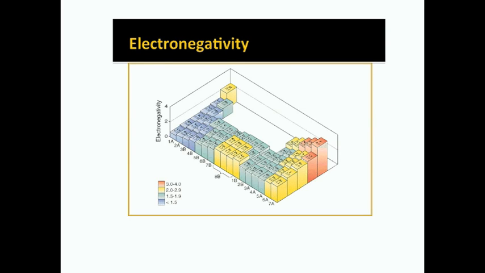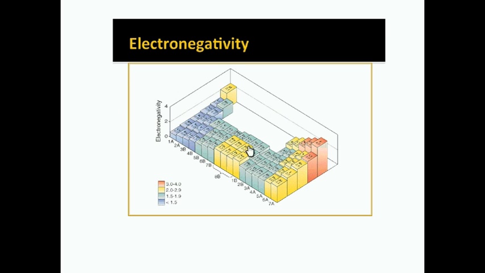Now I like this view here because this shows a 3D version of the trend. Notice as you move up a group, like for example group 1, group 2, and so on, electronegativity does increase, as well as electronegativity is going to increase as you move from left to right. Notice those highly electronegative elements are over here. Now notice there's some variation.